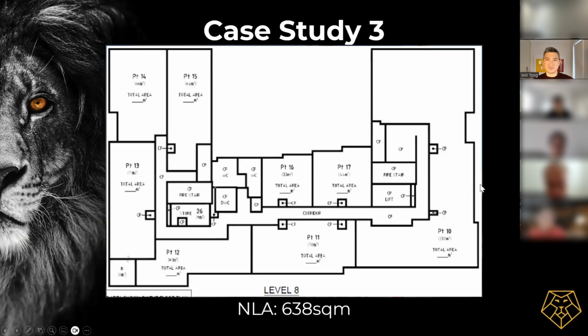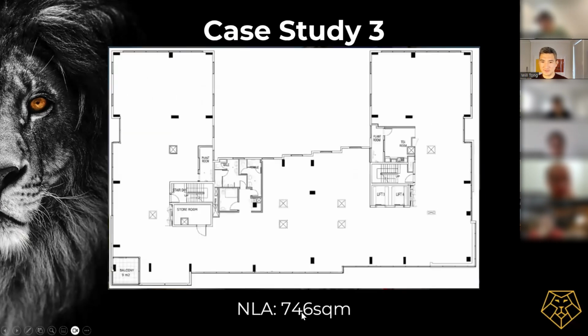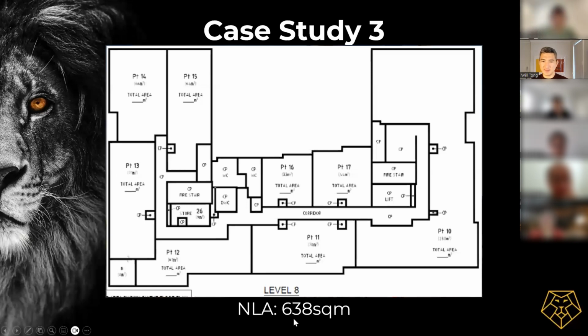So anyway, this is the way that we subdivide this particular floor. So you still got the kitchen here, you still got the toilets here, and you got the fire stairs and storeroom here. And the corridor becomes a common area. So we lost about 130 square meters in the common area. So it was 746, and about 100 square meters we lost.